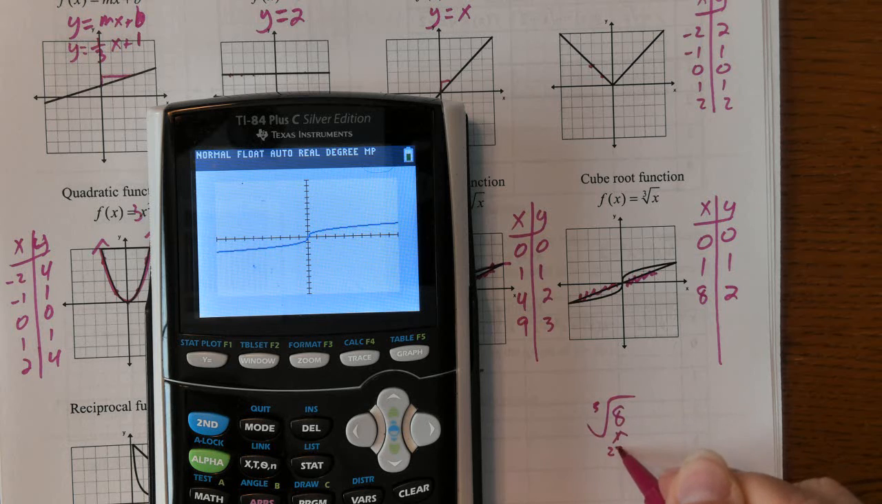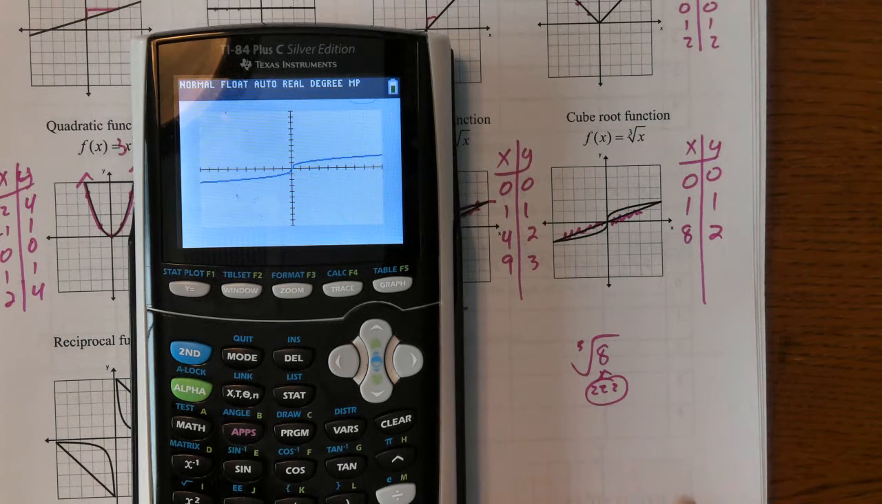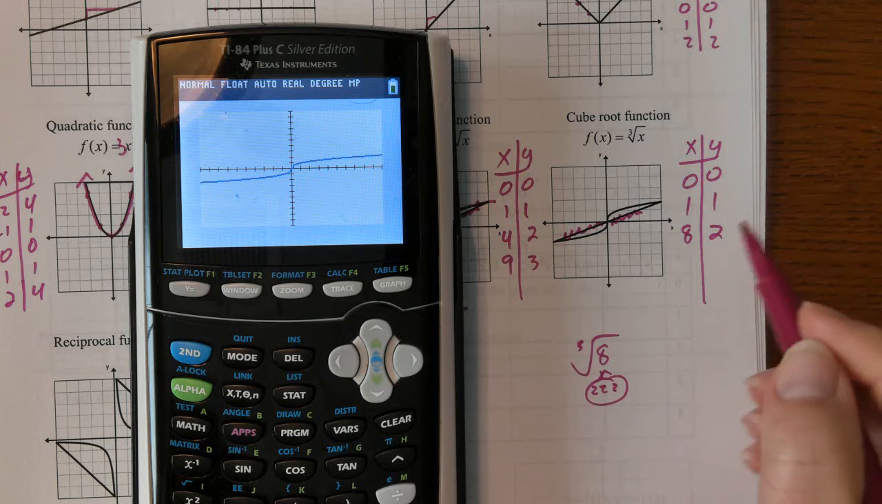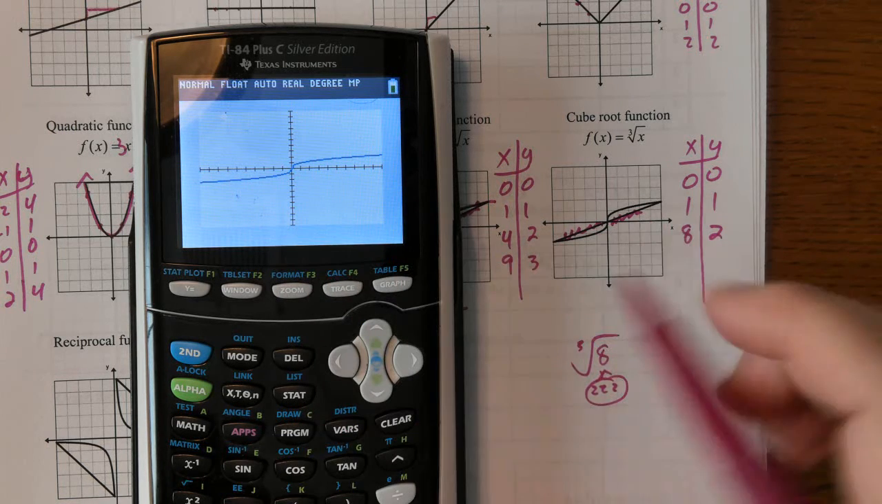8 is 2 times 2 times 2. We'd be looking for groups of 3. There is a group of 3 2s in 8, so a 2 would come out. So that's the positive part over here.